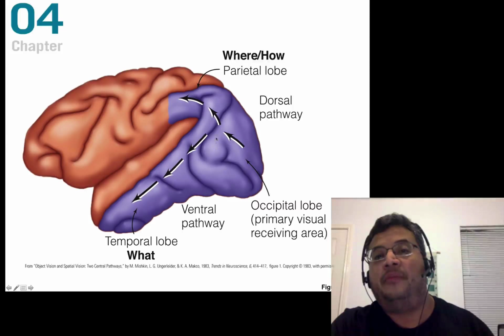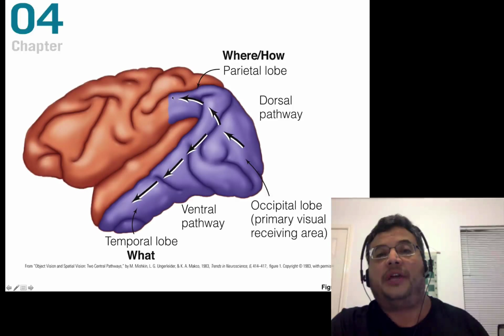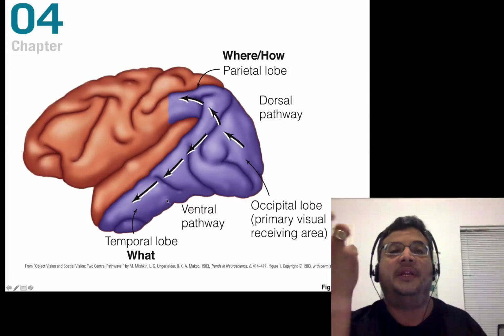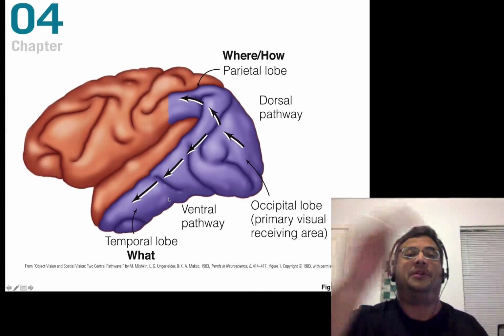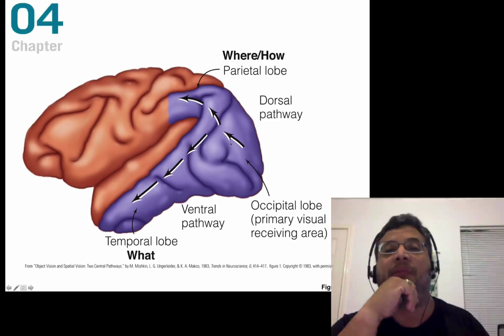So what we have here is this occipital lobe. This is where the main visual processing starts. And like I said, we have two separate pathways: the dorsal pathway, which runs along the top here, and the ventral pathway, which runs along the bottom. Whenever you see dorsal and ventral in anatomy, dorsal means along the top and ventral means along the bottom. That's what those two terms mean.